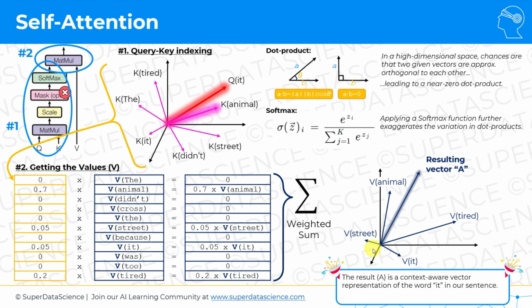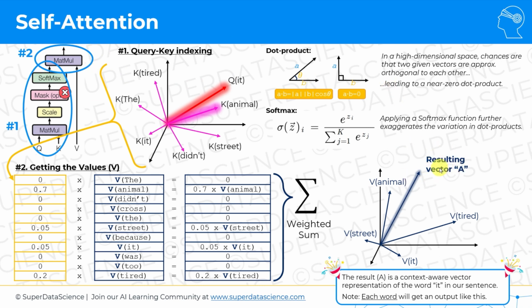And as a result, what we get is this vector A, a context-aware vector representation of the word it in our sentence. So that is not just what we had at the start with those blue vectors, but it's actually a context-aware representation. And by the way, we're going to do this for each word. We did it for the word it because that's the word we were looking at, but this would happen for each one of the words. We would get a resulting context-aware vector.